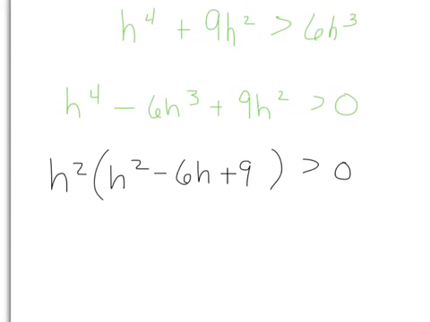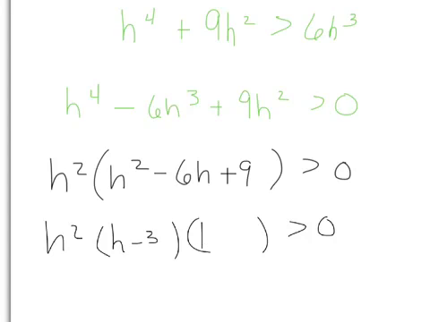I'll leave it like that for now. What do I get when I factor here? H minus 3, and then h minus 3. Yeah, they're both h minus 3. So we have a double root twice in this problem. We have two double roots. The h squared gives us a double root, and this quantity, h minus 3 squared, also gives us another double root.